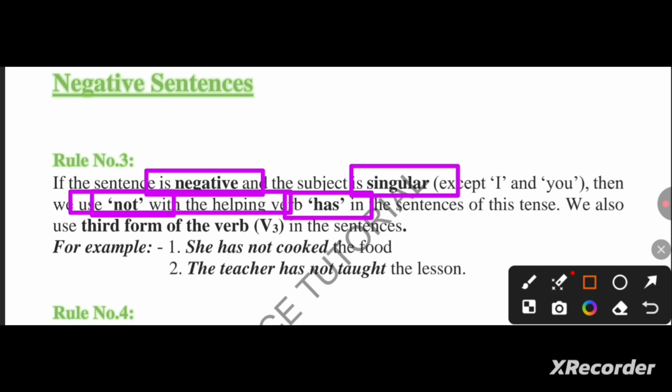And again we have to use the third form of the verb. For example, she has not cooked the food. Subject is singular, she. Helping verb has been used. Sentence is a negative, that's why we have used the word not over here. And third form of the verb cooked has been used over here. Similarly, in the second sentence, the same rules are applied over here.